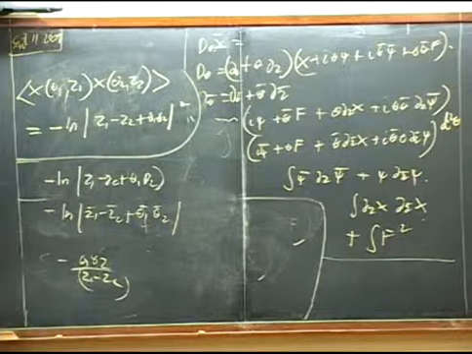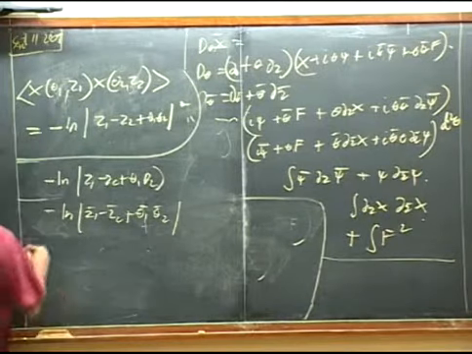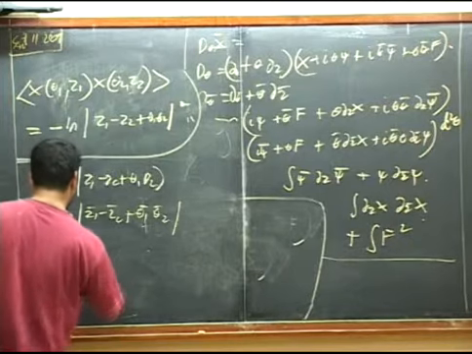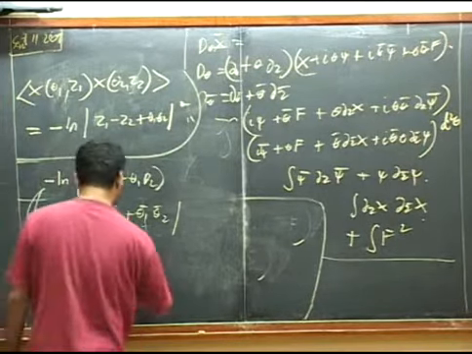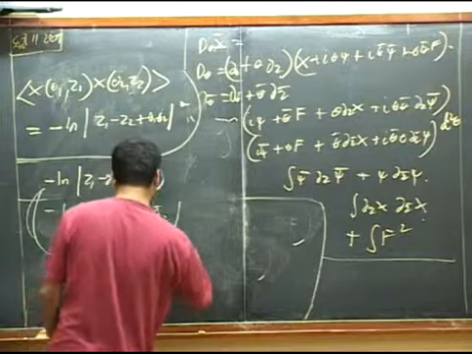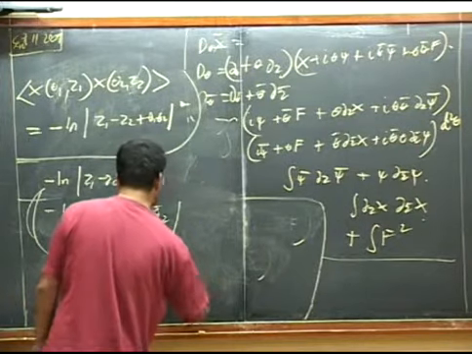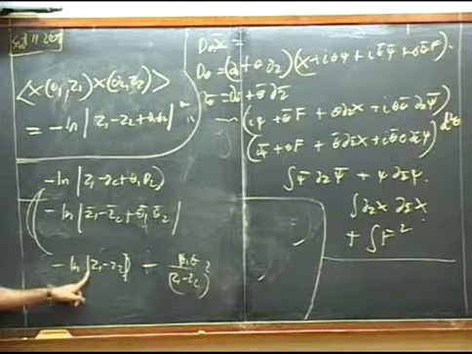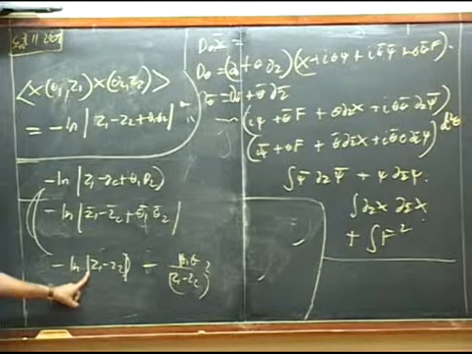So this log is equal to minus log of z1 minus z2 minus 1 over z1 minus z2 into theta 1 theta 2. This is equal to this. Why is it equal to that?